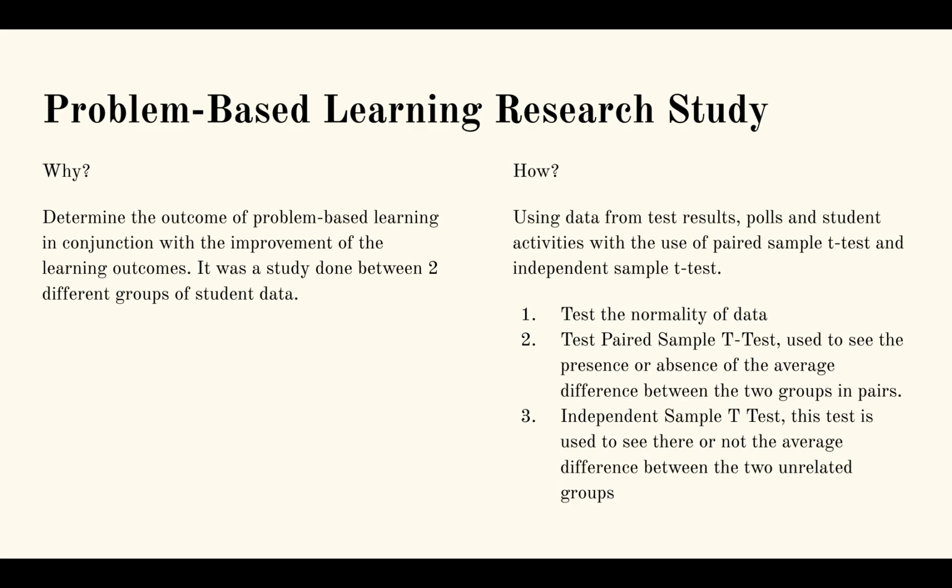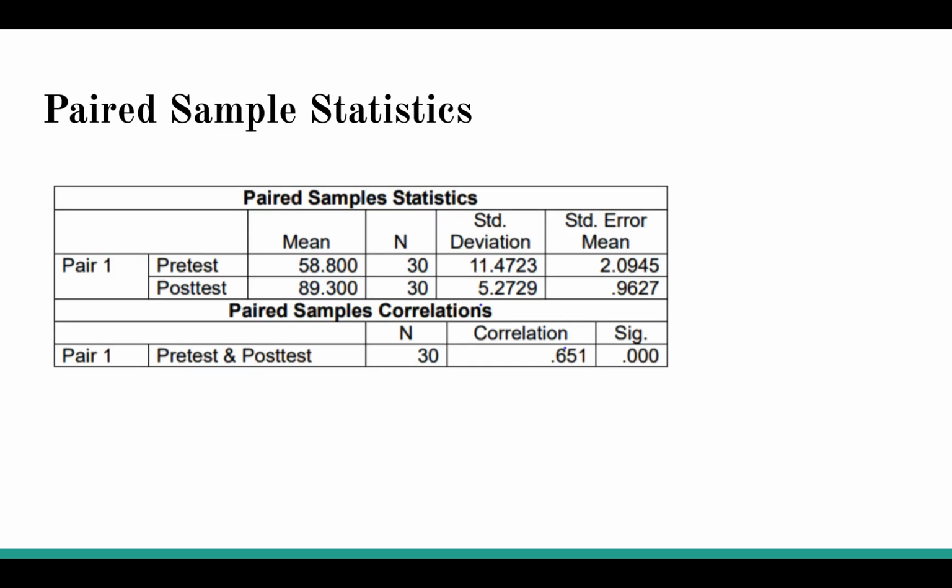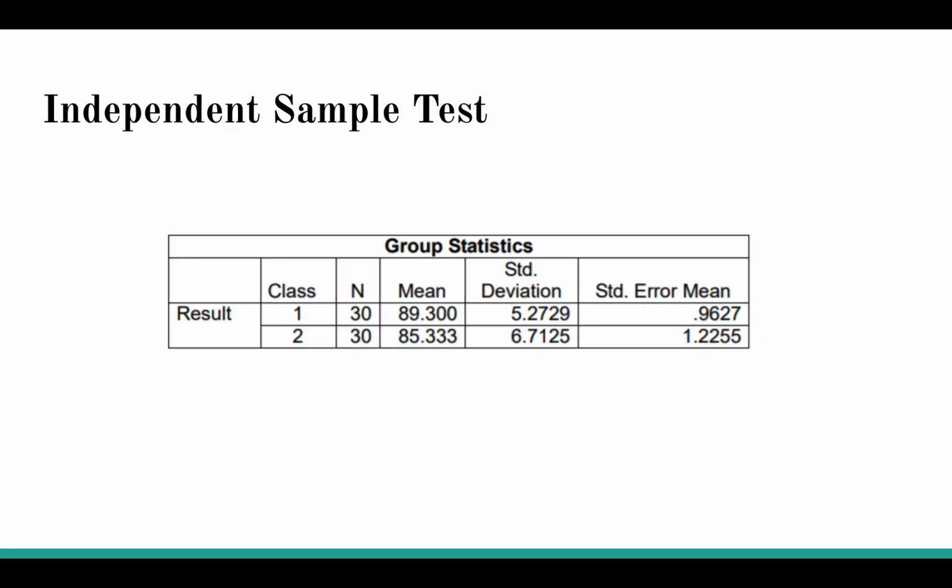Number 1 was to test the normality of the data. Number 2, paired sample t-tests. Number 3, independent sample t-tests. And this is an example of the descriptive statistics taken from that study. This is an example of the paired sample statistics taken from that study. And this is an example of independent sample t-tests taken from that group of statistics.